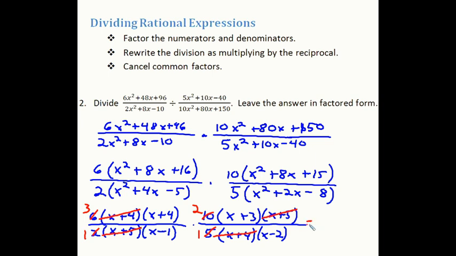So our answer ends up being, we have our 3 times 2 is 6, x plus 4 times x plus 3 over, we just had our 1 times 1, which is 1, and then x minus 1 times x minus 2. We were supposed to leave it in factored form, so that's our answer to that one.